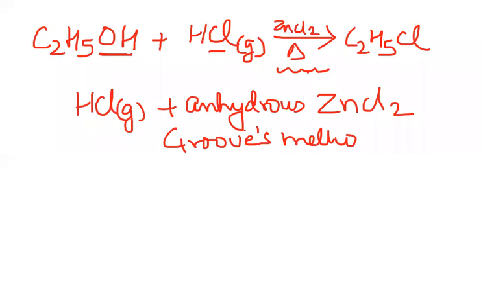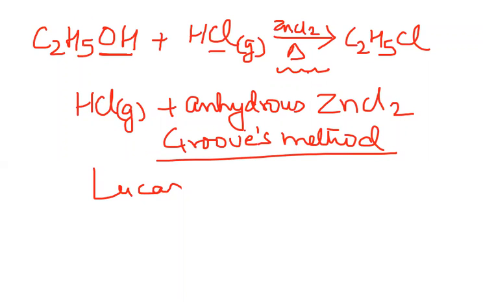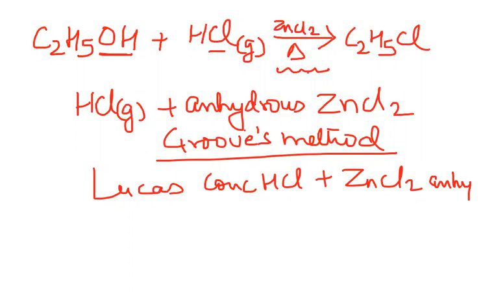Now this is different than the Lucas test, because in the case of the Lucas test, the reagent is concentrated HCl and ZnCl2. That is, in the first case it is gaseous HCl, whereas in this case it is concentrated HCl and ZnCl2. Of course, this is also going to be anhydrous, and you are going to take it in the ratio of 1:1. And how will this method help us to distinguish between primary, secondary, and tertiary alcohol?